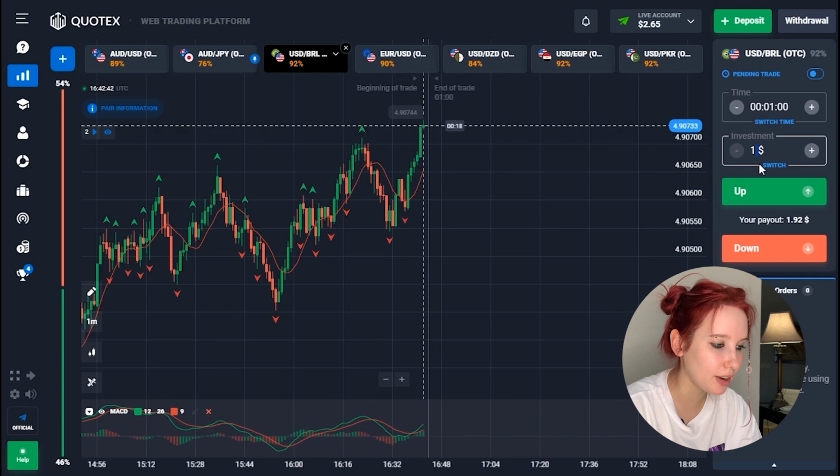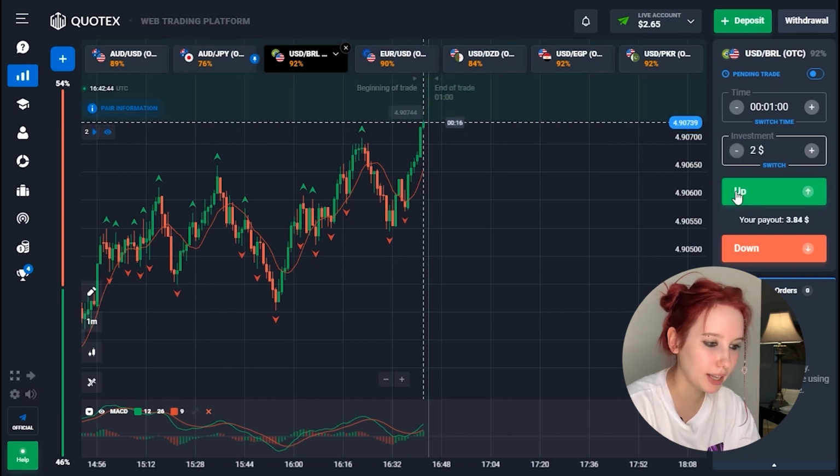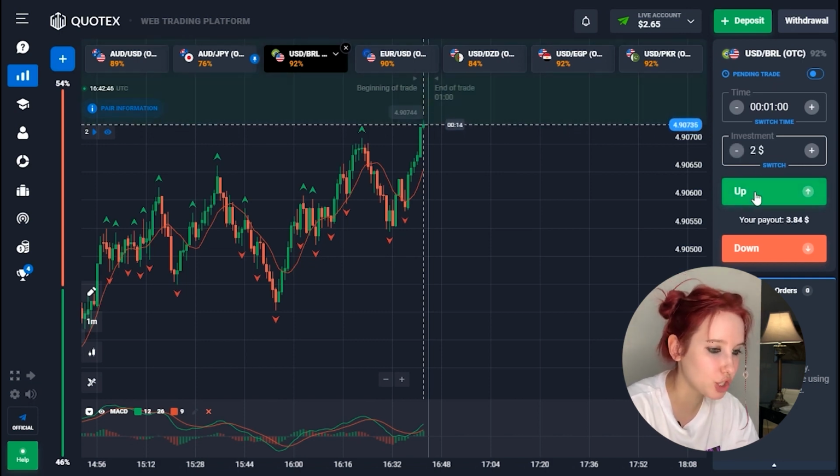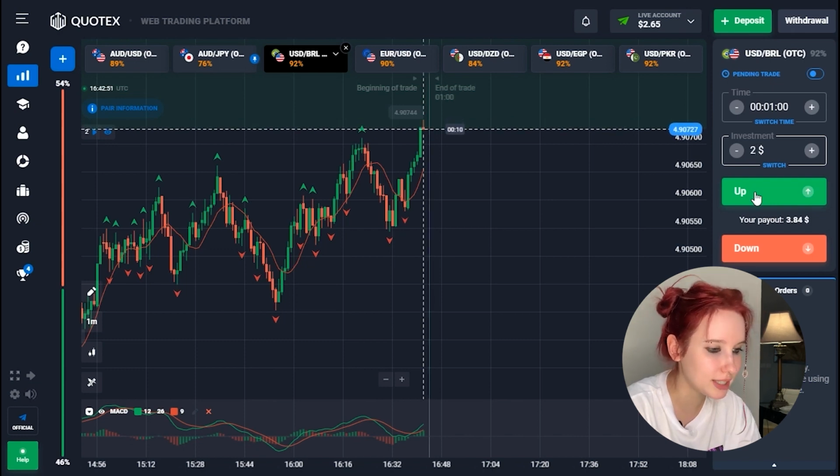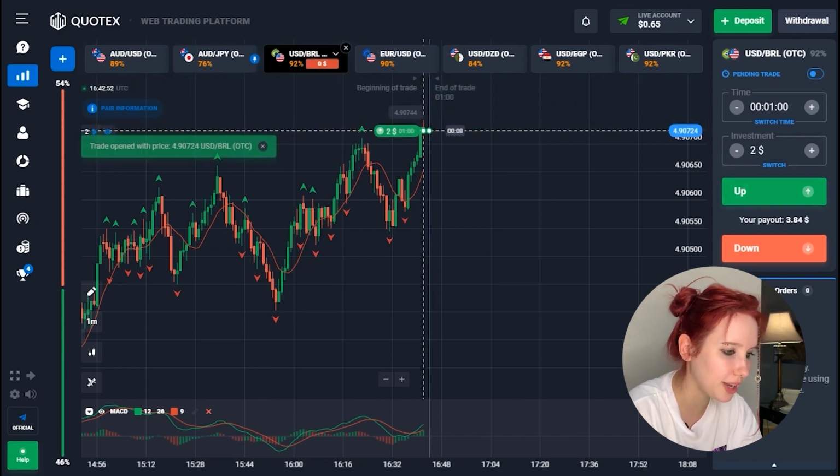The first thing I noticed was that all candlesticks are above the moving average. The MACD indicator also indicates an uptrend. Let's start and immediately open the trade up.